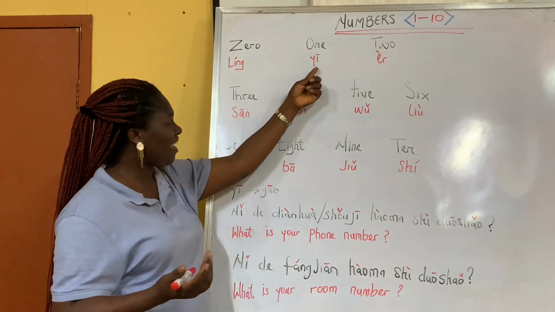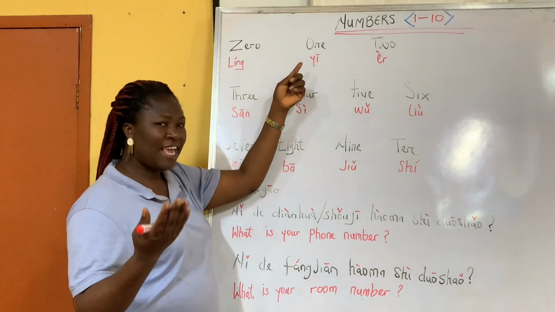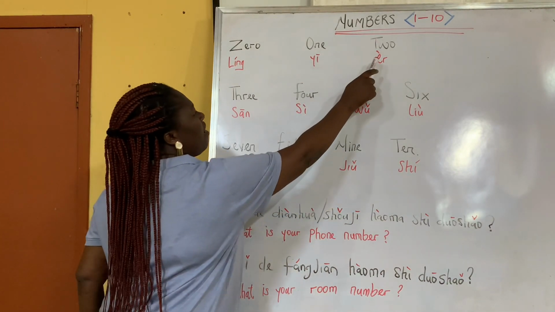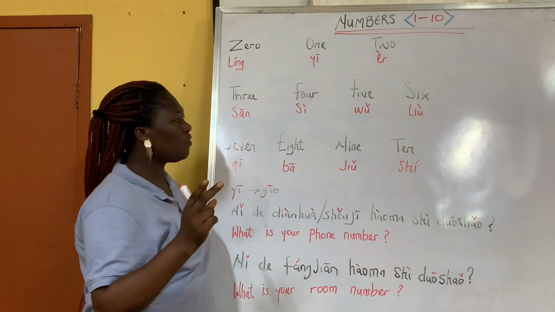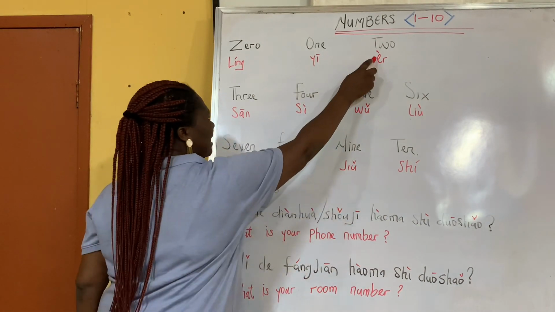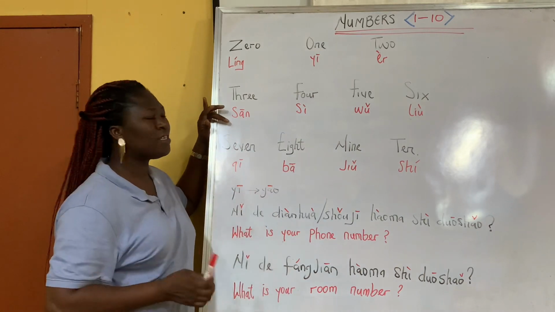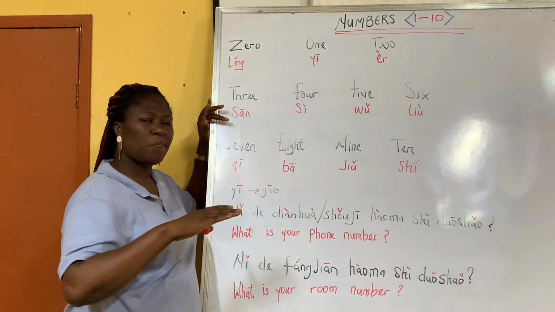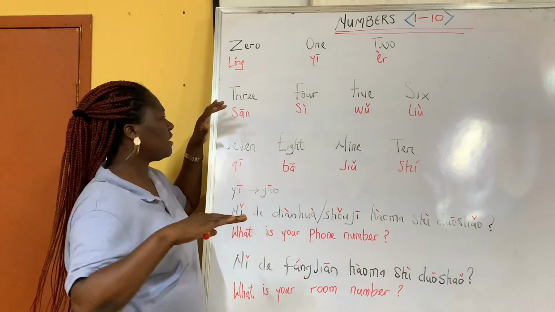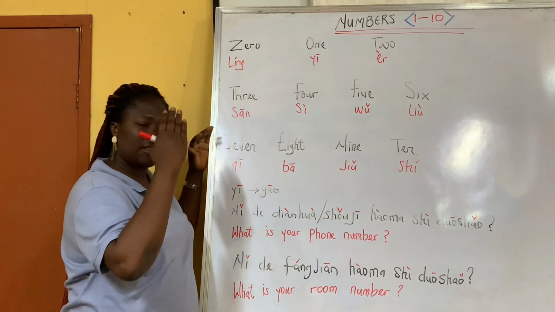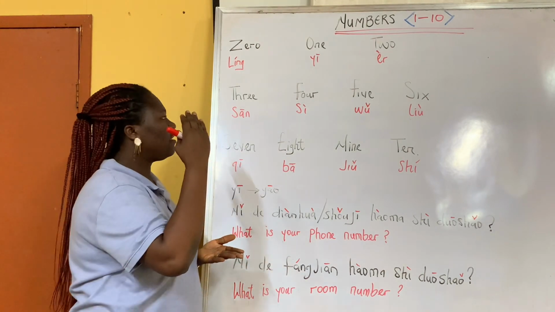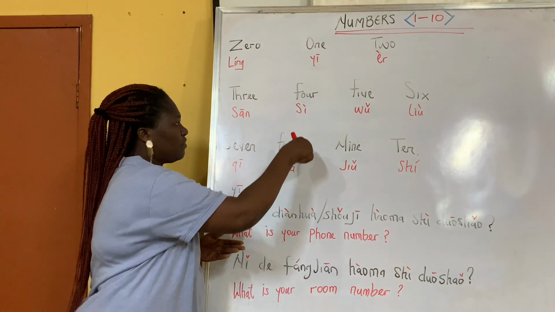Then yi. Yi, first tone. Then er for 2. Er, which is the fourth tone. Then 3 is san. San, which is first tone. 4 is si. Si, which is the fourth tone.